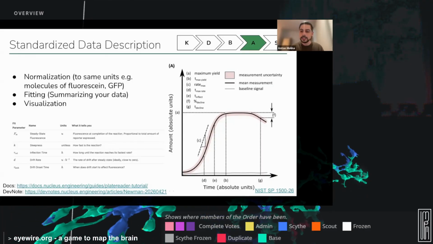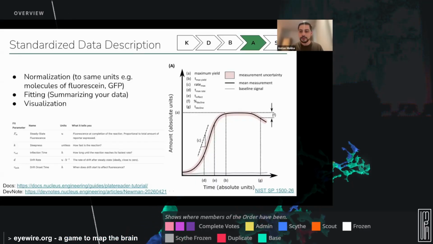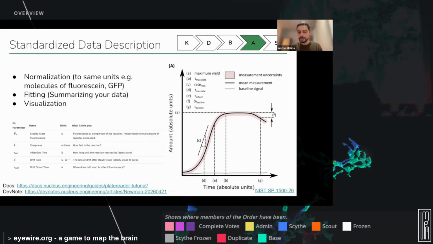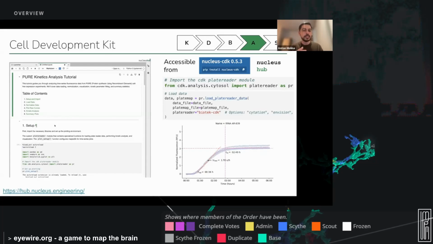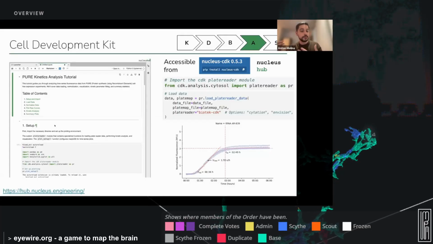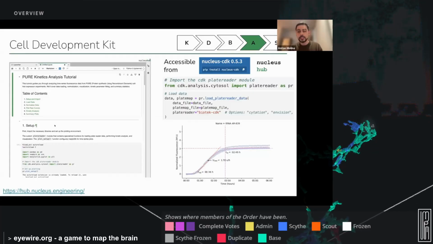And so we took it on ourselves, as a starting point for moving towards a little bit of standardization, to build out a toolkit that makes extracting that information relatively straightforward. This is the idea of the cell development kit, which is our digital collection of software tools that help in different aspects of these workflows. The kinetics analysis workflow is one example of that. It's available on GitHub. You can pip install it as a Python package.